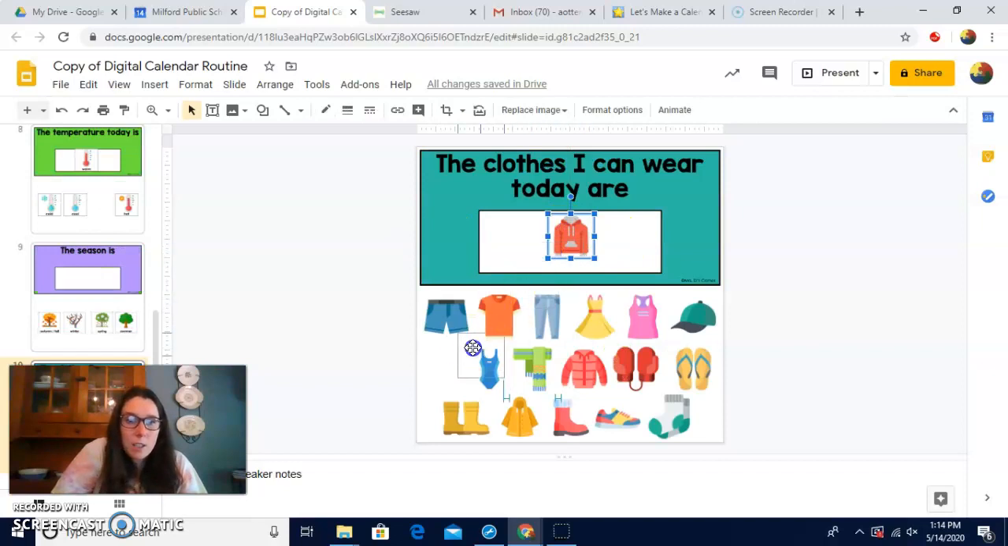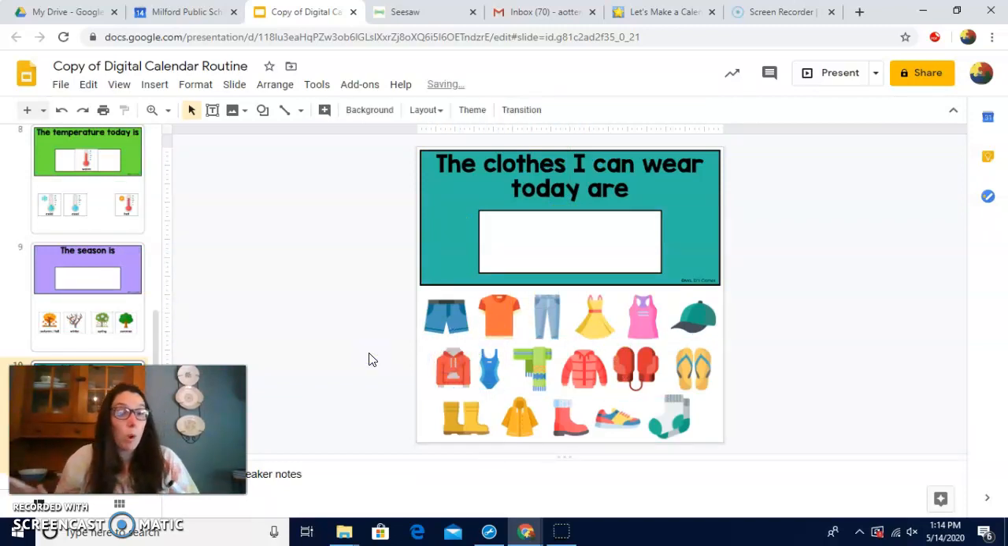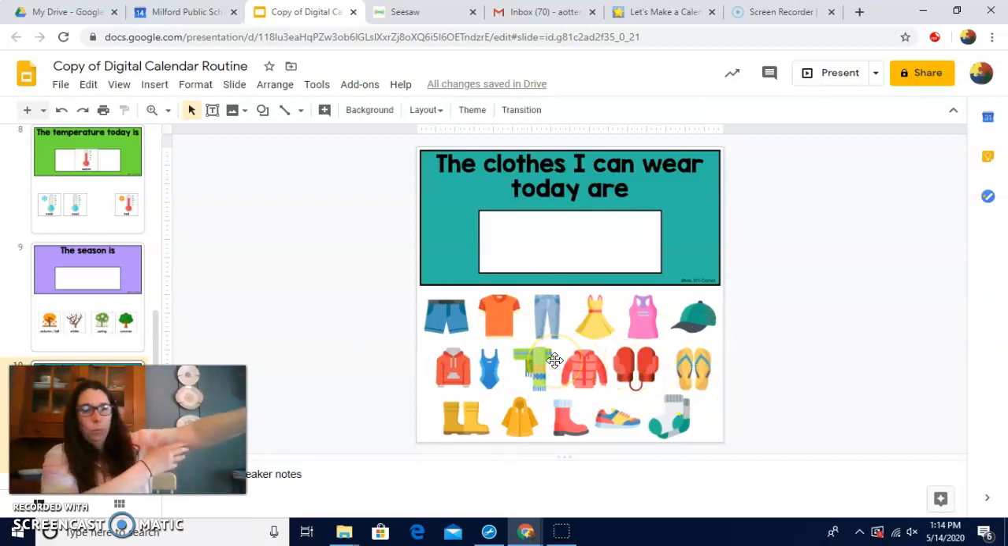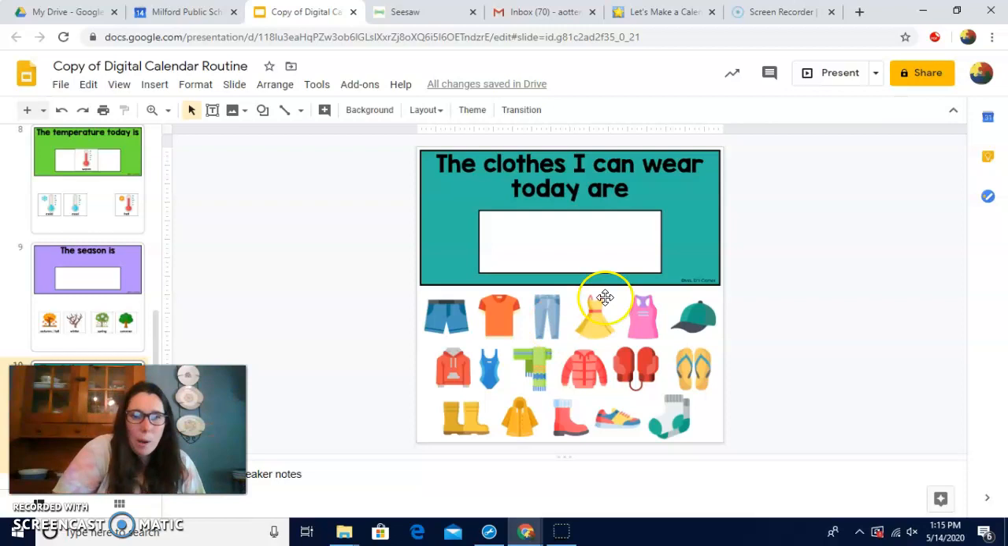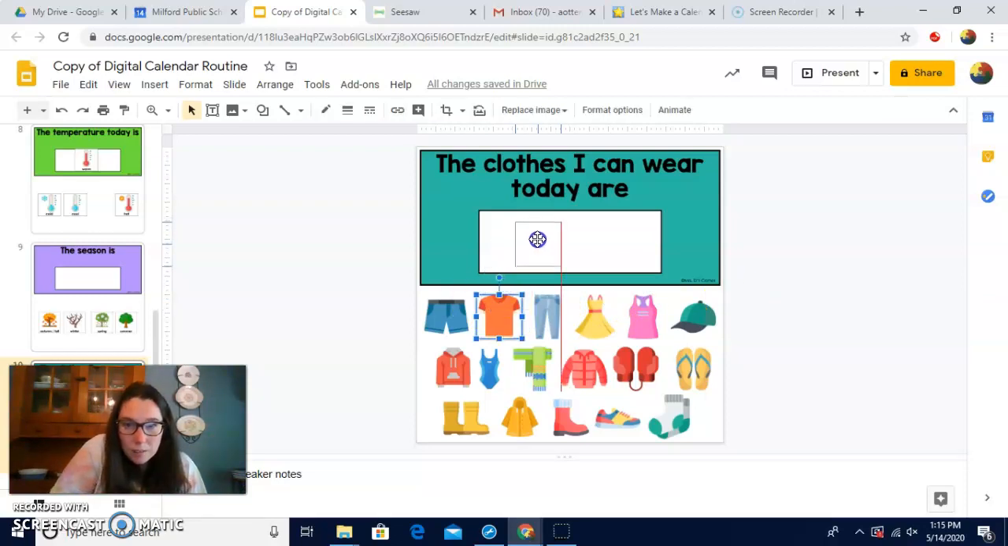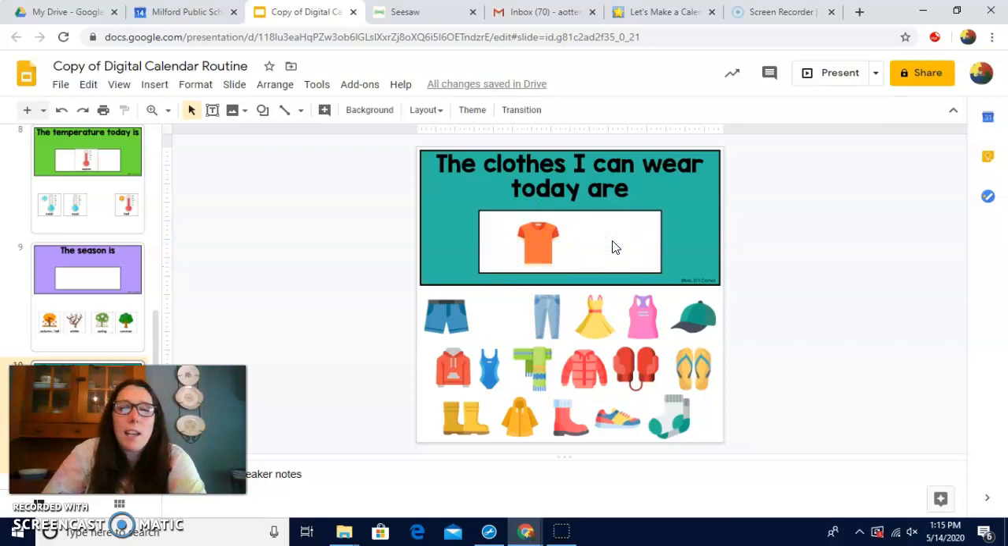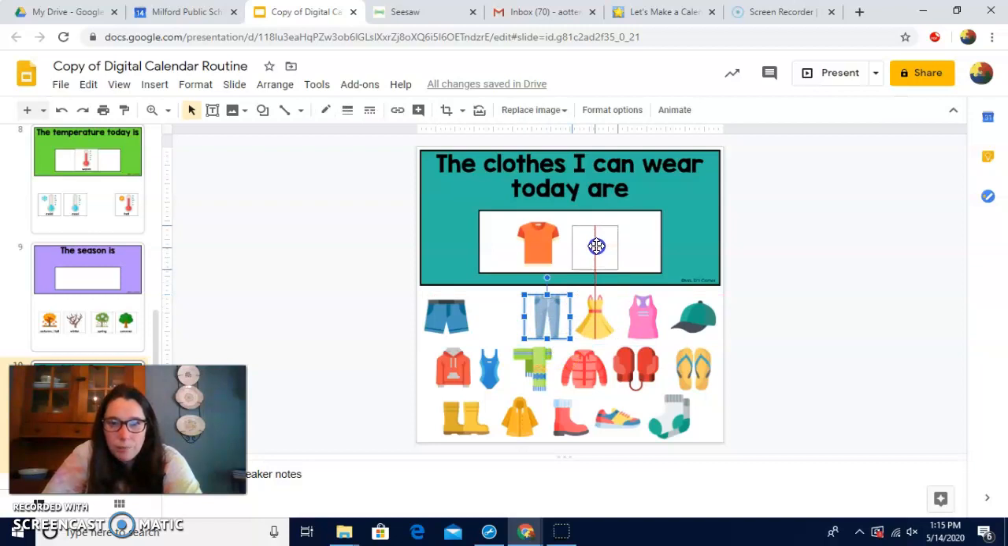So if it's 66 degrees outside, if it's warm weather, what could we wear when it's warm? What is Miss Amanda wearing? It's a t-shirt. Can you say t-shirt? T-shirt. When it's warm out, we can wear t-shirts. Right there. And pants. Maybe pants. We don't have to wear a coat. We can wear a t-shirt on our bodies and pants. Right? Nice. All right.